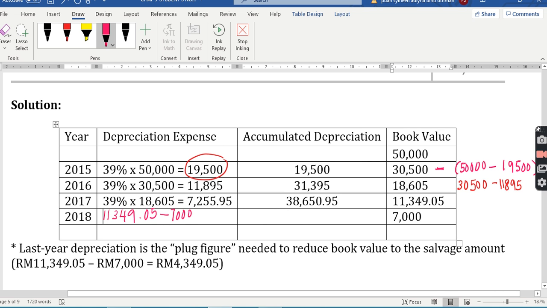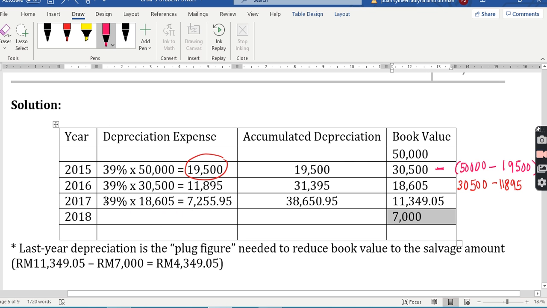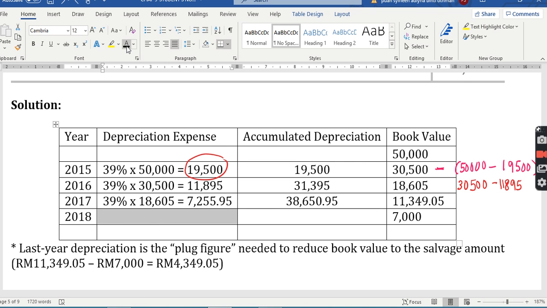I do not need to take 11,349 ringgit and 5 cents multiplied by 39%, because my intention is to leave the asset with a salvage value of 7,000. So I just take the remaining book value and minus the salvage value, so that I get the amount that needs to be depreciated in the year 2018. The depreciation for 2018 will be 4,349 ringgit and 5 cents.